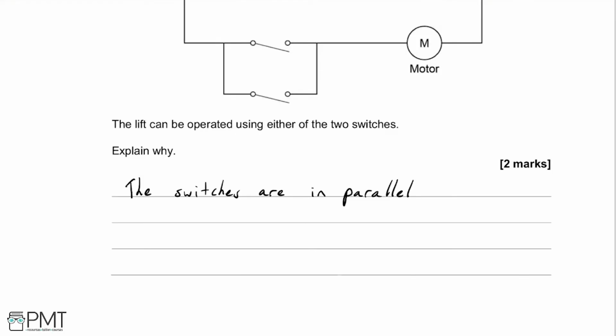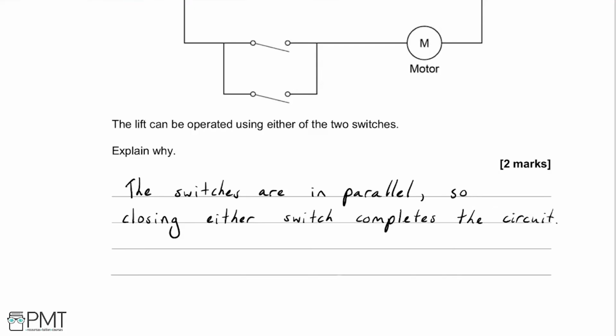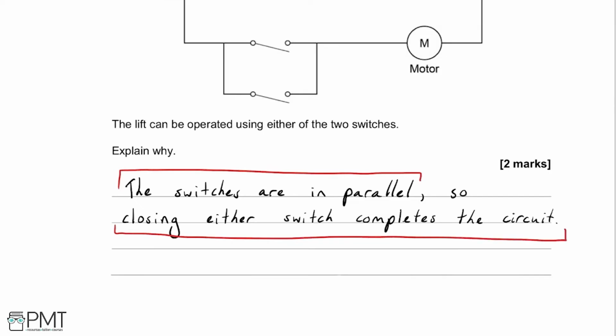That's your first mark. And so closing either switch completes the circuit. And just to break that down for you in terms of marks, your first mark is here, the switches are in parallel, and your second mark is closing either switch completes the circuit.